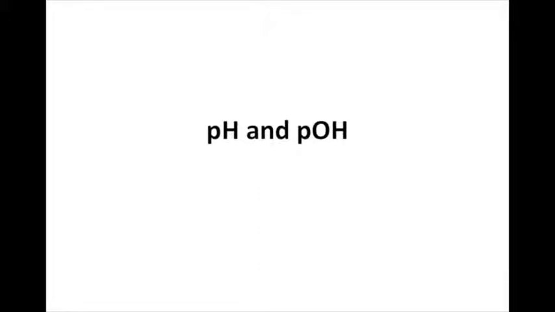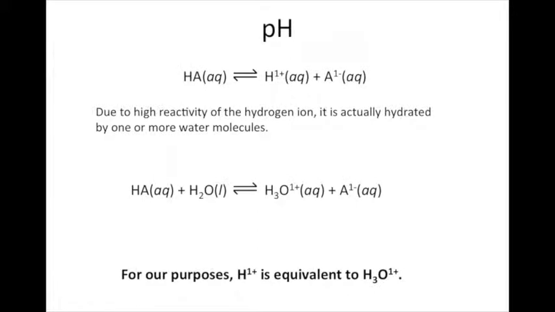In this video, we are going to discuss and define the concept of pH and pOH. So pH and pOH, of course, are related to acids and bases. If you have an acid, we'll call that HA, in water, it will dissociate to produce H plus and A minus. So it will dissociate into its constituent ions.